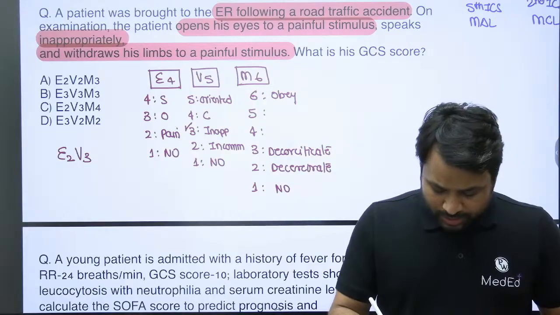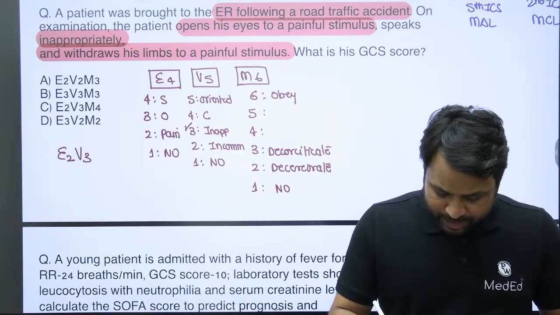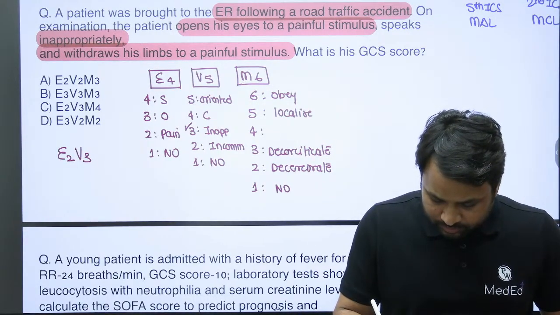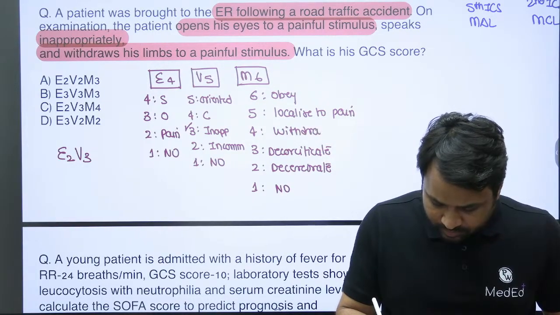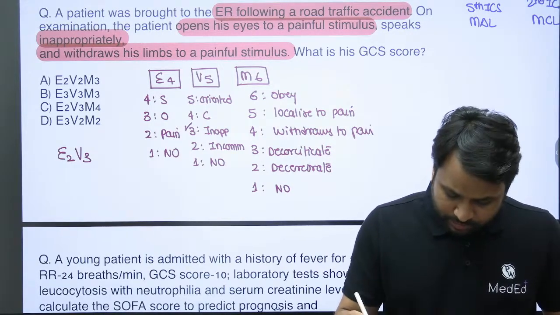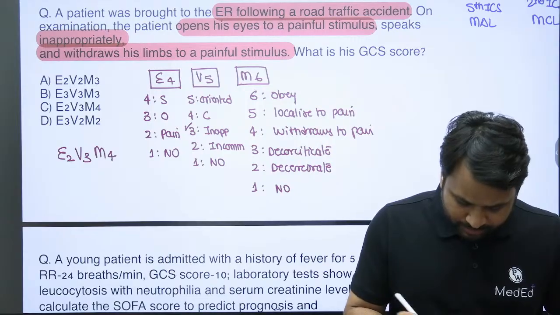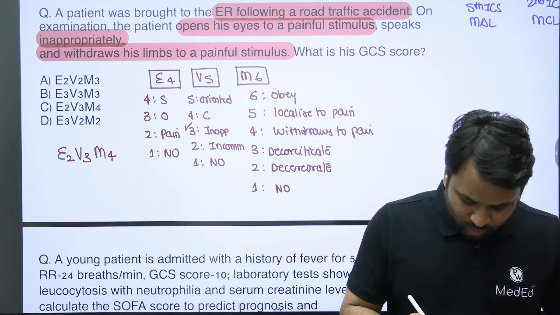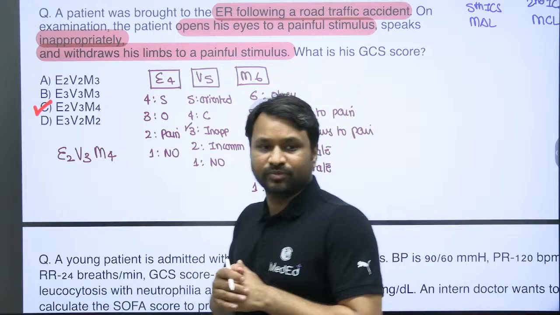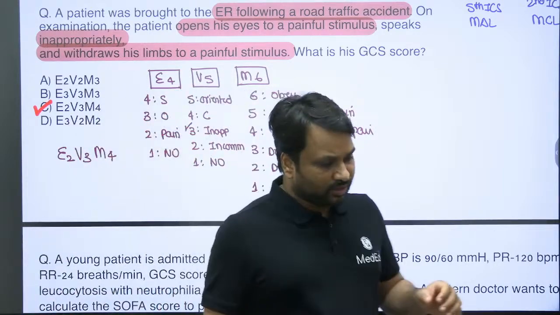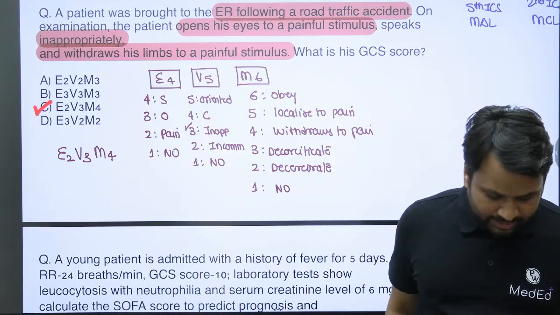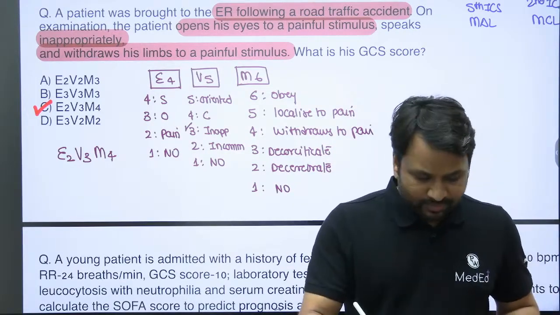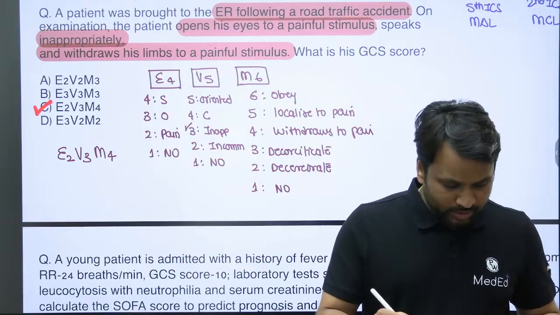Okay. Now once you have with this, if the patient localized to pain, 5. If he withdraws to pain, a score of 4 is given. This withdrawing to the pain, a score of 4. So M will be 4. So answer here is going to be E2, V3, M4, which is C for Calcutta. Clear? See, GCS scoring is something that they'll ask you again and again, right? You cannot go to the exam without knowing your GCS scoring systems, right?